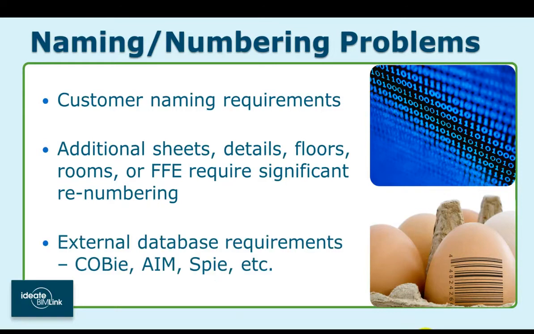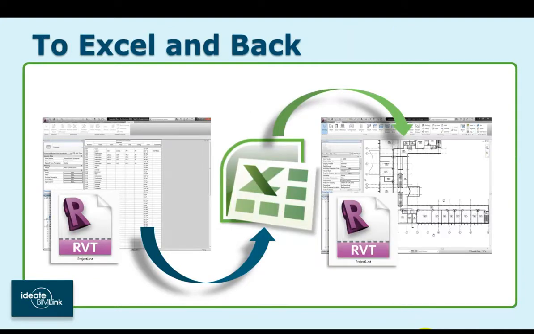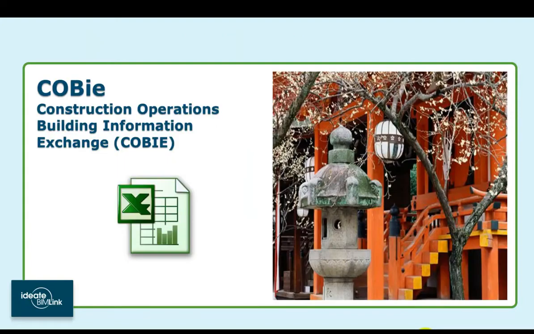Naming and numbering tasks can also be driven by an owner requirement for external database compatibility. The COBie specification, which is now mandated for federal government projects in the US, is a prime example of this. The good news is that Ideate BIMLink can make these kinds of tasks painless. By putting the editing into Excel, we open up a host of simple-to-implement strategies for tackling a variety of naming and numbering problems. We'll use the specific example of some naming requirements set forth by the COBie spec to see how BIMLink can turn this onerous day-long task into a 5-minute process.